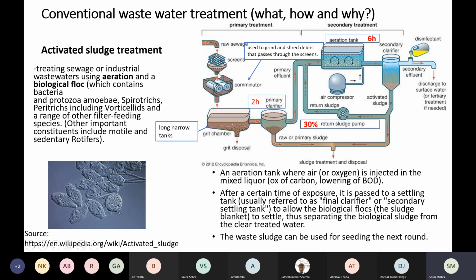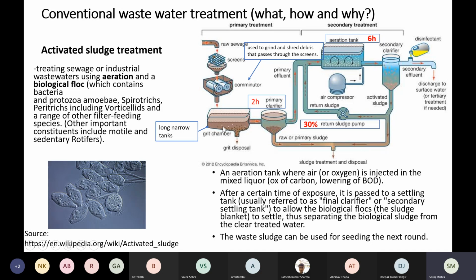For that purpose it is passed through this and ground, and eventually it is collected into what is called a grit chamber. What happens in this grit chamber? These are generally very long and narrow tanks. A lot of this particulate matter is quite homogeneous, but still it is allowed to settle. The residence time in this section is approximately 2 hours for the primary clarifier, but it is passed over long tanks.